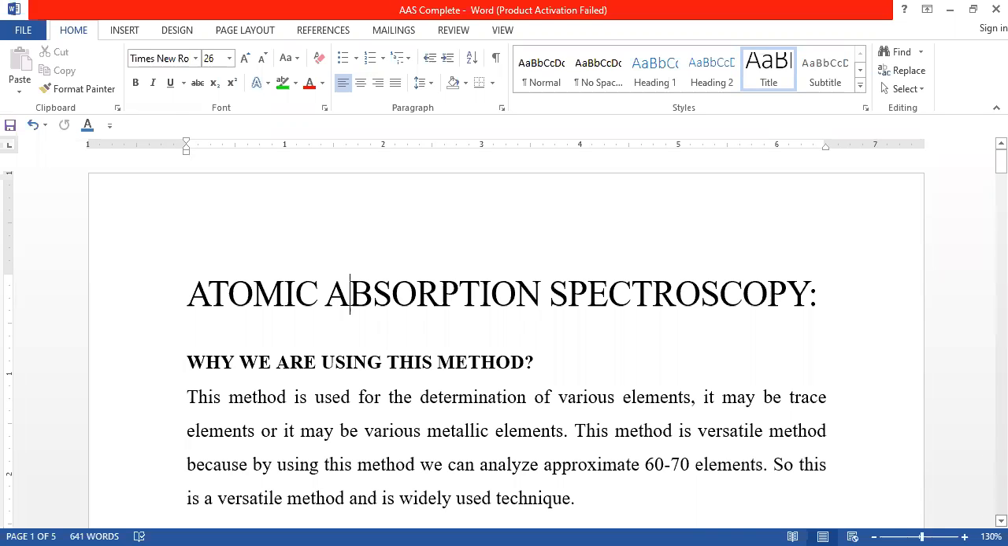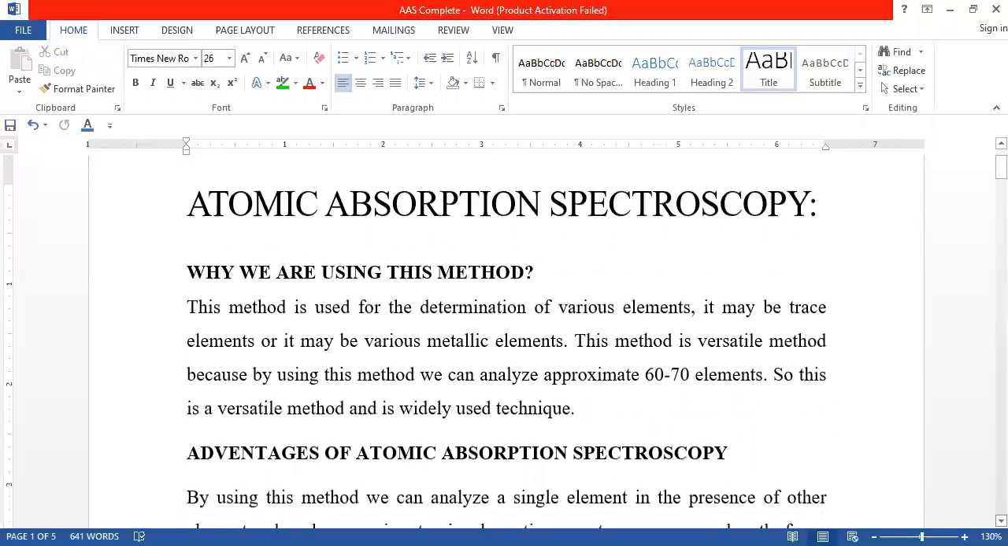First, why are we using this method? This method is used for the determination of various elements. It may be trace elements or it may be various metallic elements. By using this method, we can analyze approximately 60 to 70 elements. So this is a widely used technique.